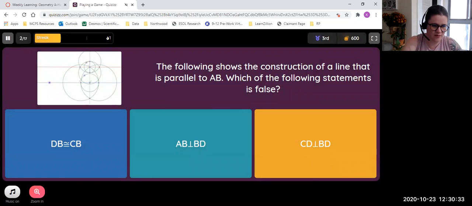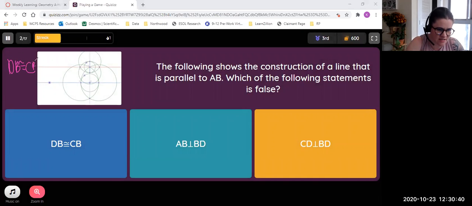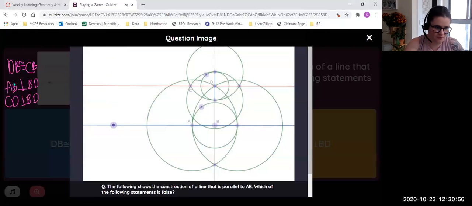DB, I'm going to write this up here so I know, DB, and remember that symbol means congruent to CB. Is AB perpendicular to BD? I'm just writing these down so I can see it when I get it up. CD is perpendicular to BD. Remember that symbol there, the upside down T, means perpendicular. All right, so now I have these to refer to.